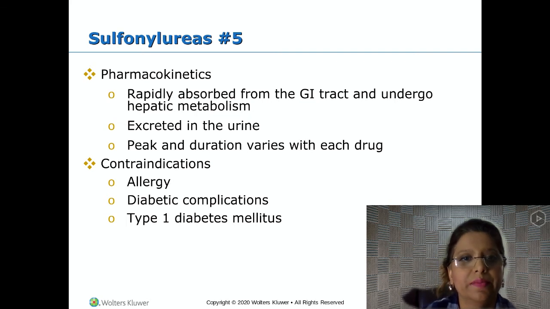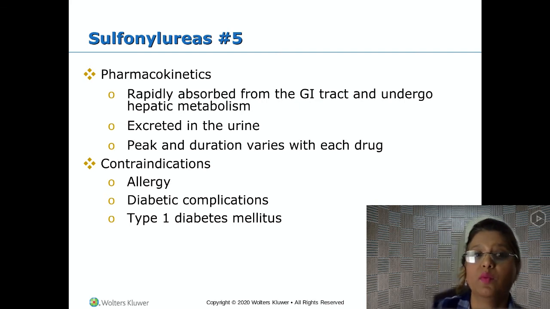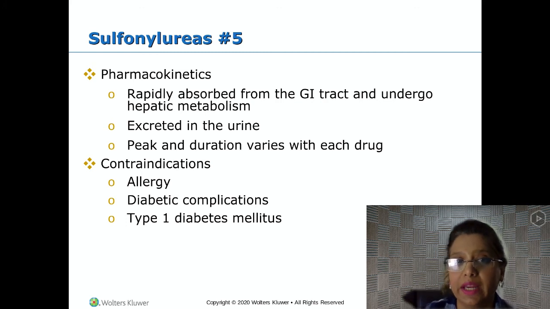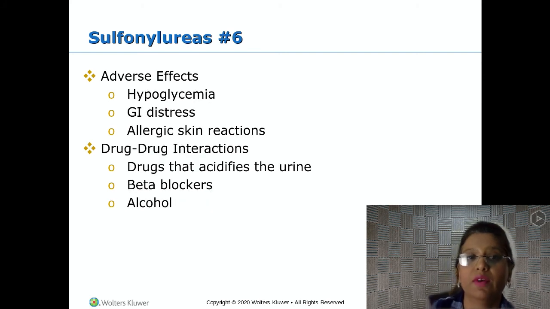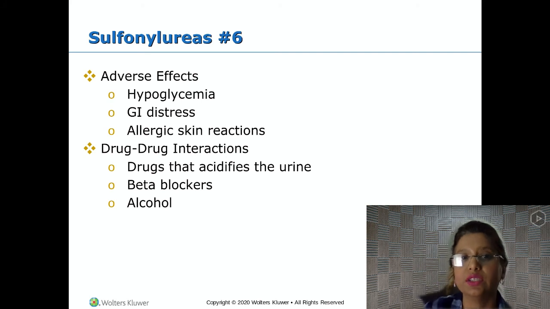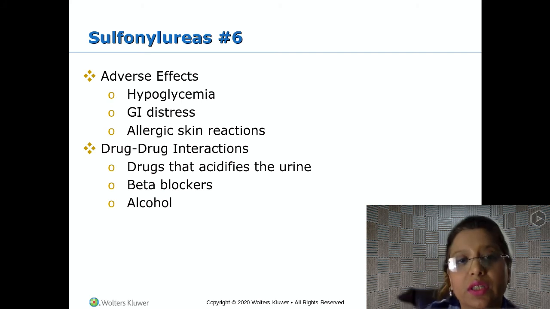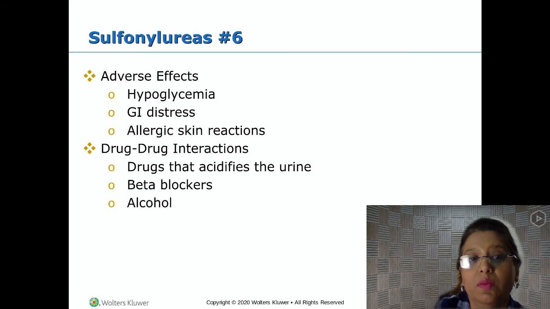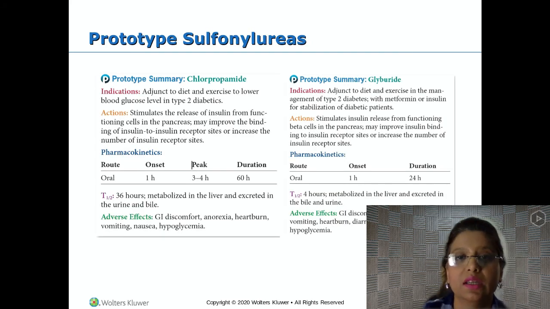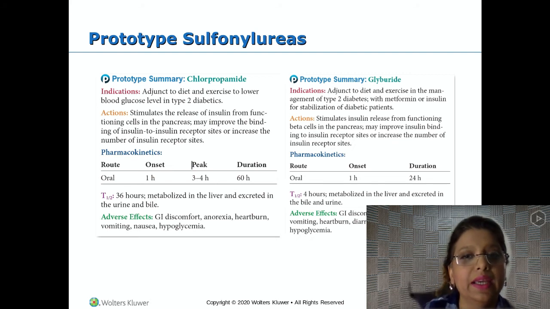Pharmacokinetics: it is rapidly absorbed from the GI tract, excreted in the urine, and peaks at a specific time. We want to make sure that they're not allergic to the medication and do not have diabetes complications. We check for adverse effects of these medications: hypoglycemia, GI distress, allergic skin reactions. We also want to make sure there are no drug-to-drug reactions, which could be related to beta blockers, alcohol, and drugs that could acidify urine. Some sulfonylureas are chlorpropamide and glyburide.